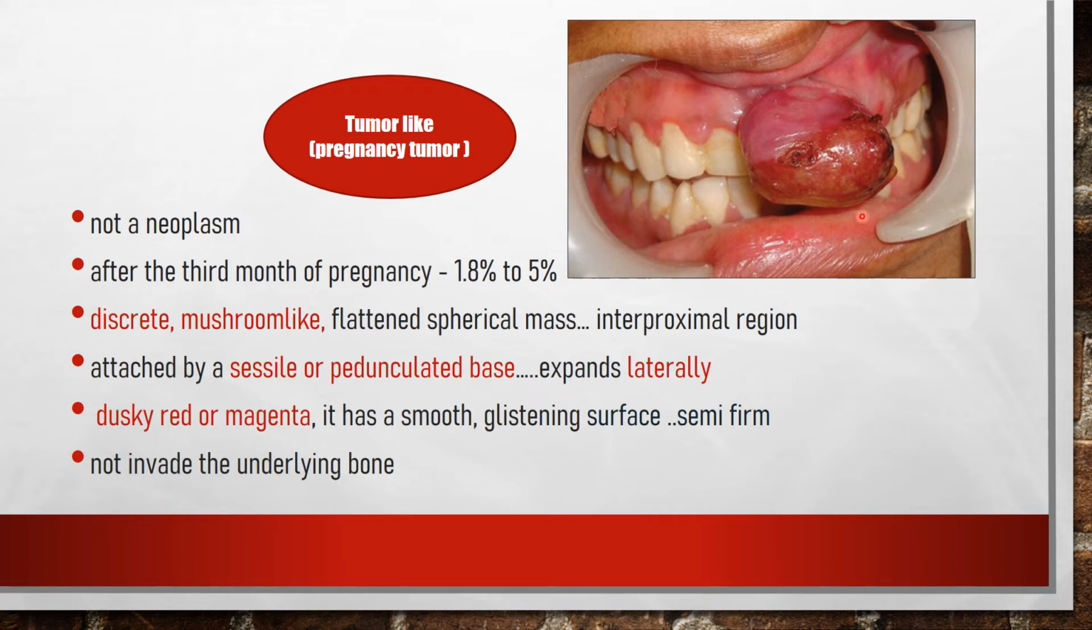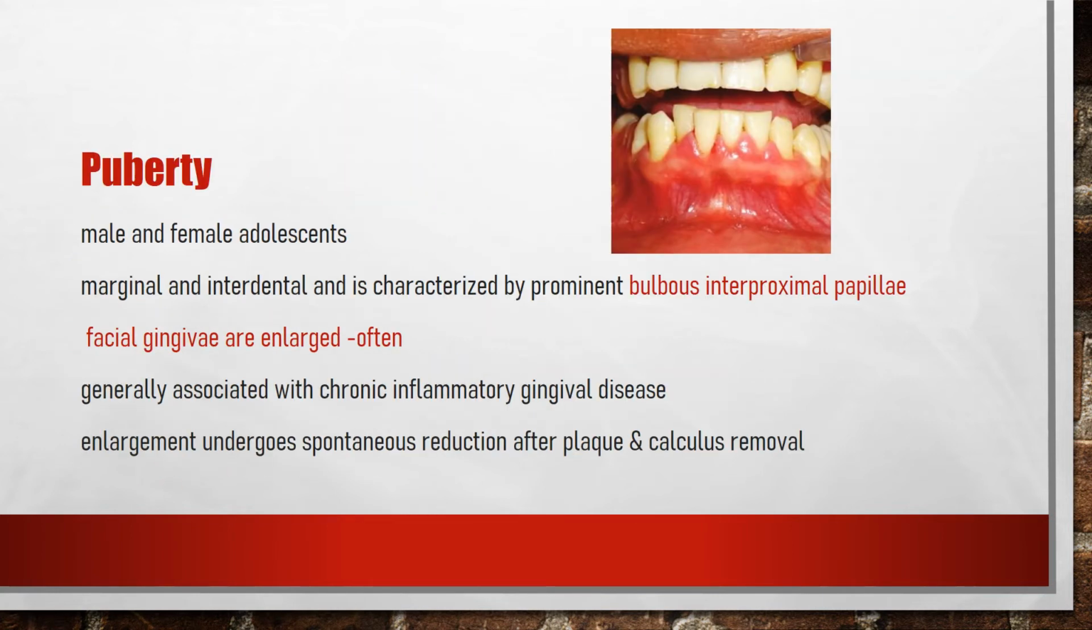It has a smooth flattened surface which is semi-firm, so it can be detachable, which does not invade the underlying bone. So you can see this pregnancy tumor, mushroom-like, with a sessile or pedunculated base that extends laterally, and the color is dusky red or magenta.